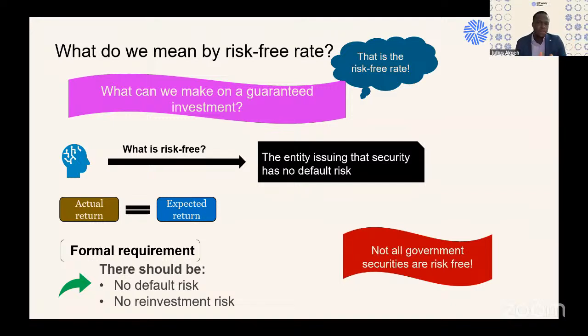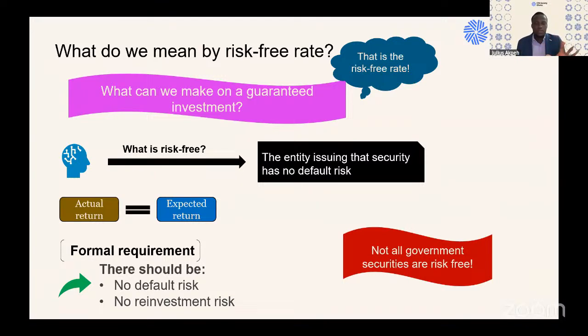I issued a paper on these, I think somewhere early part of 2024, or later part of 2023. It was published by KPMG, on this issue of risk-free rates. And you see, when we talk about reinvestment risk, the reinvestment risk works this way.